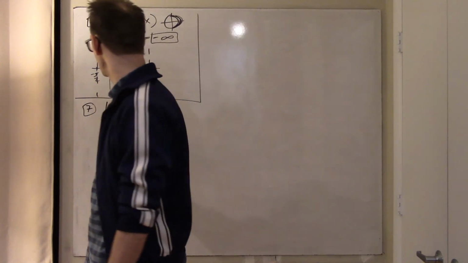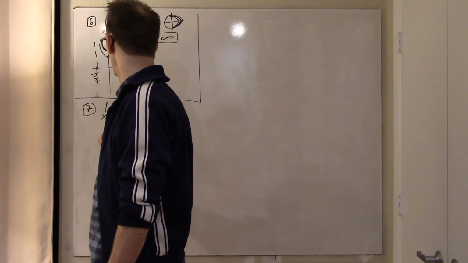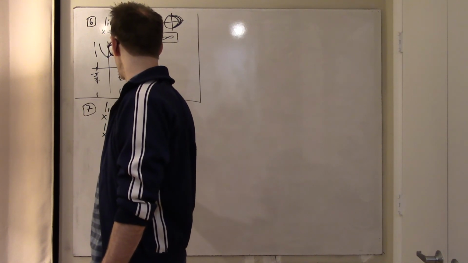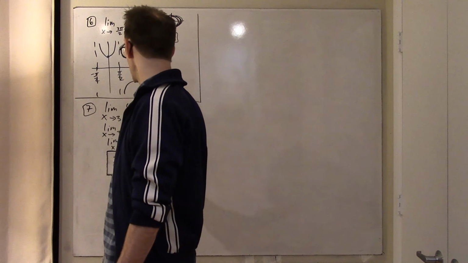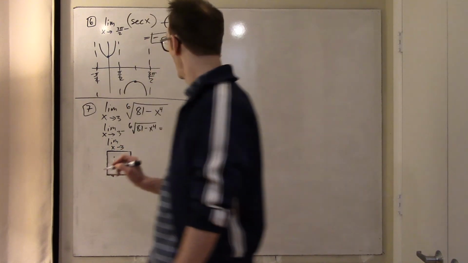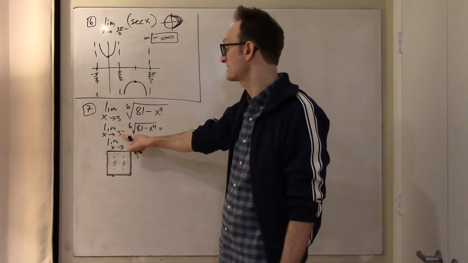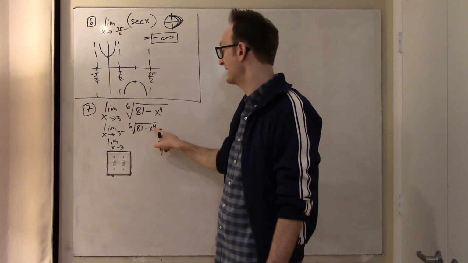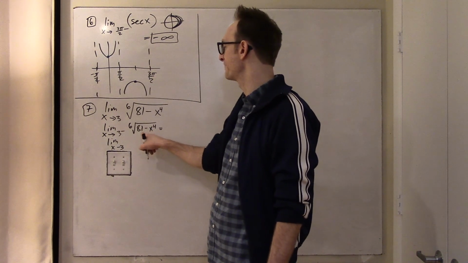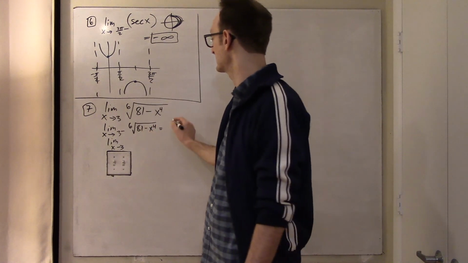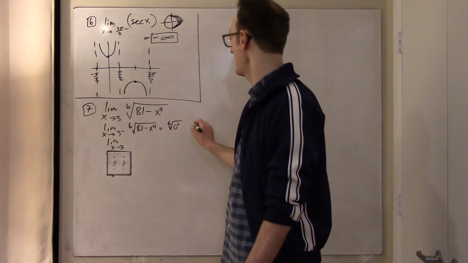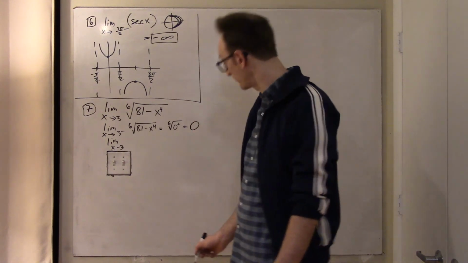And so the way to answer this question is to split it up into 2 problems. The limit as x approaches 3 from the left of the 6th root of 81 minus x to the 4th. Well, if x is a little bit less than 3, then x to the 4th is a little bit less than 81. So 81 minus a number a little bit less than 81 is the 6th root of a tiny positive, and so the answer to this is just 0.